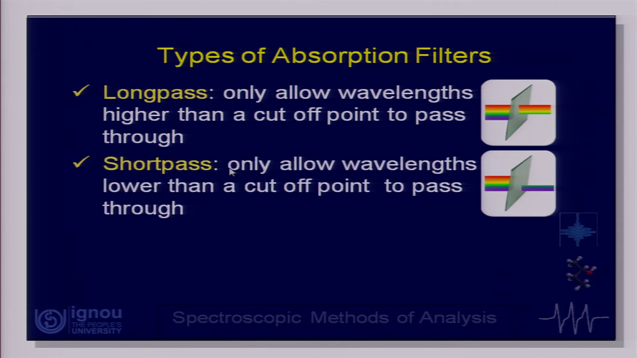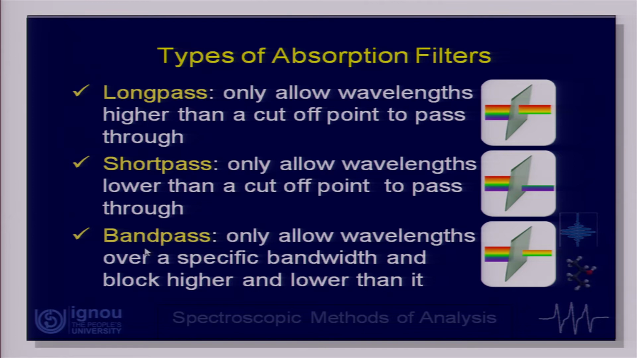Another version can be short pass. It is just the opposite of this one, wherein it only allows wavelengths lower than a cutoff point to pass through. That means any radiation above this will not be allowed to go through, only this set of wavelengths can pass. And the third variety is what is called a band pass, which allows only wavelengths over a specific bandwidth. That means of the whole range, only this small bandwidth is allowed to pass through. Radiation above this is not allowed, below this is also not allowed. So, there are three types of absorption filters commercially available, which can be used in the instruments.